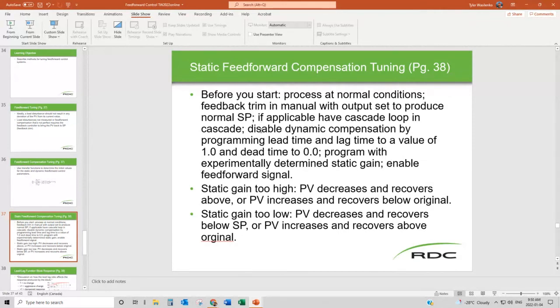Disable the dynamic compensation by programming the lead time and lag time to a value of 1 and a dead time to a value of 0. So without doing this several times, you're probably not going to remember that. The good thing is that you can always refer to the old interweb and recover this stuff. But for exam purposes here, when setting up, lead and lag time set to 1, dead time set to 0, and then program experimentally with a determined static gain and enable the feedforward signal.